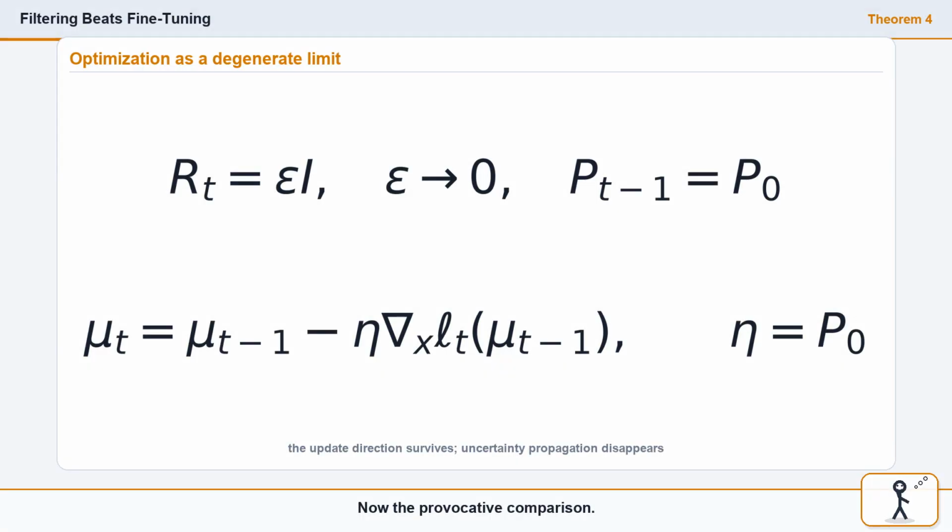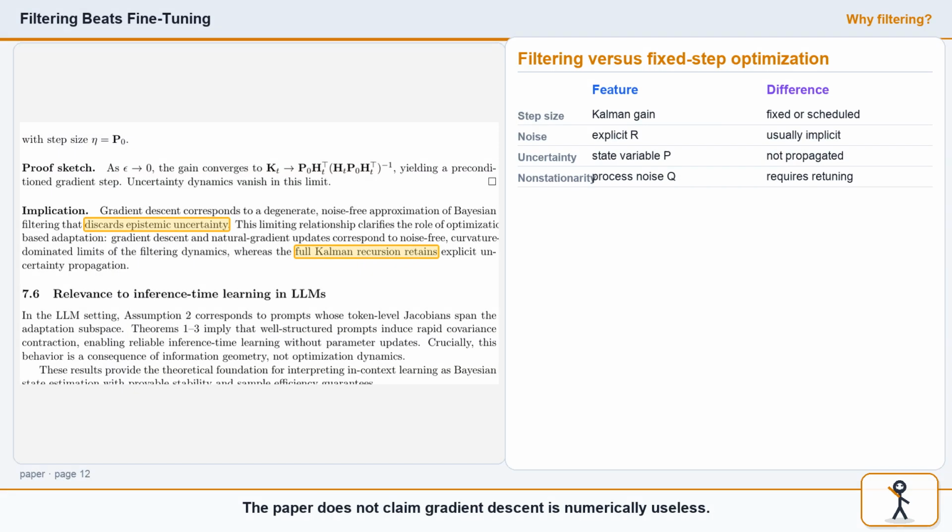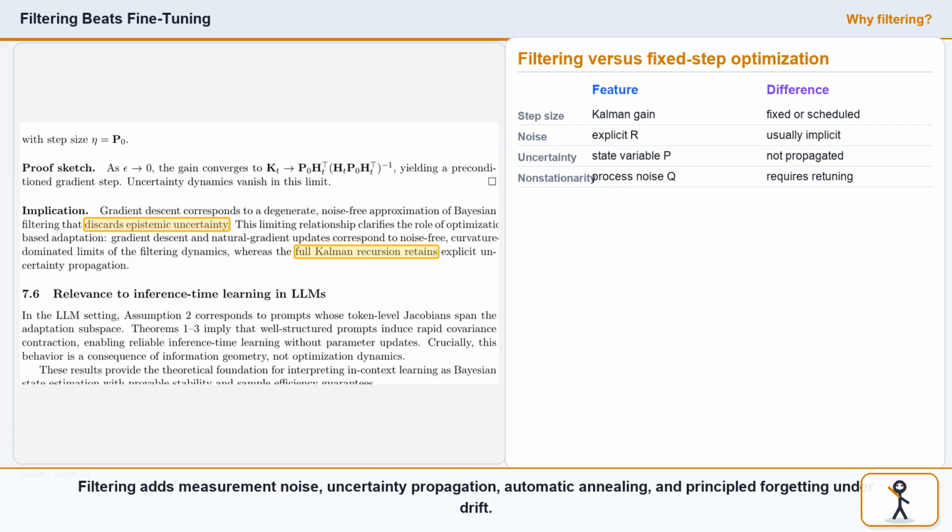Now the provocative comparison. Freeze covariance and send measurement noise to zero. The Bayesian mean update becomes a preconditioned gradient step. Gradient descent is therefore recovered as a singular limit that discards uncertainty dynamics. The paper does not claim gradient descent is numerically useless. It claims optimization is an incomplete explanatory model for inference-time learning. Filtering adds measurement noise, uncertainty propagation, automatic annealing, and principled forgetting under drift.